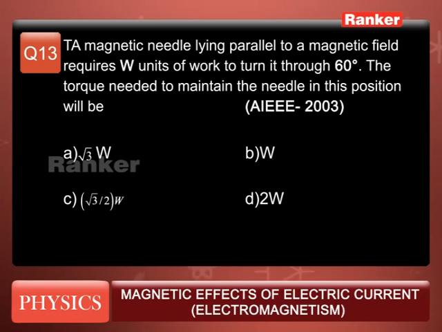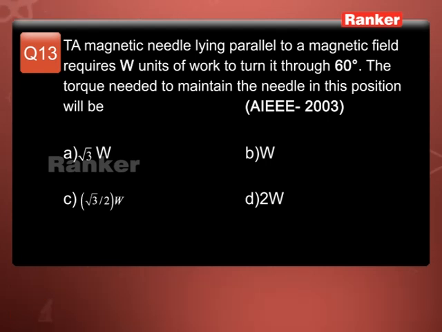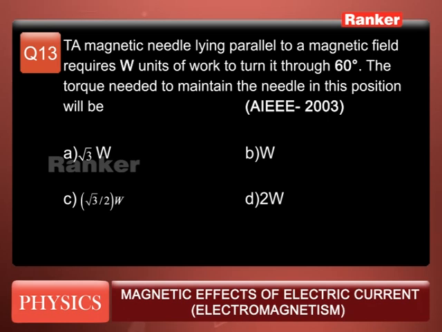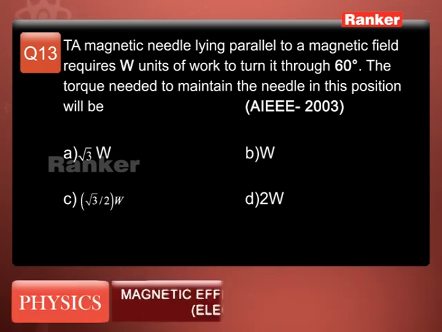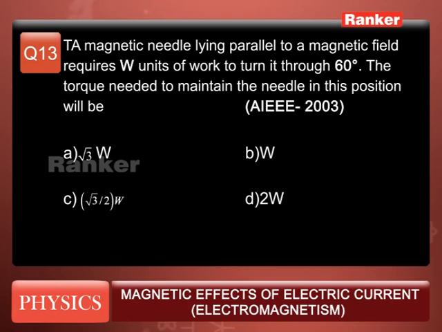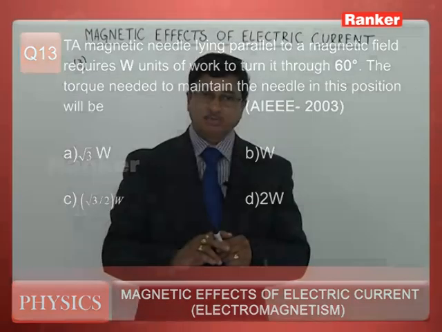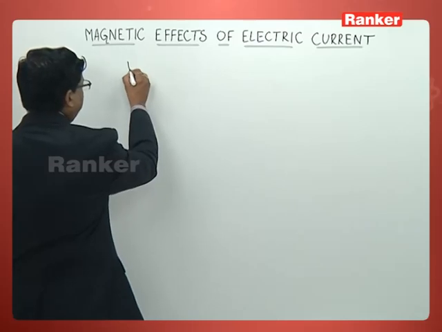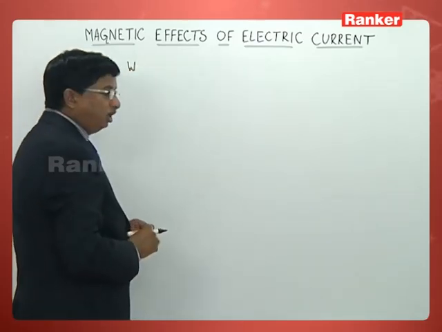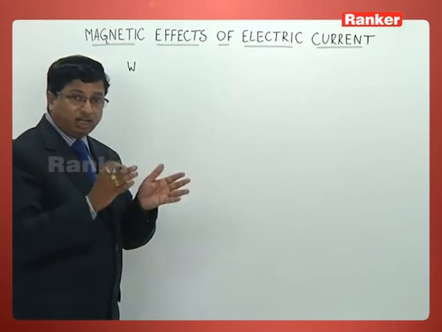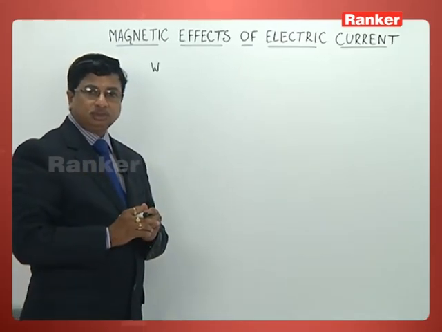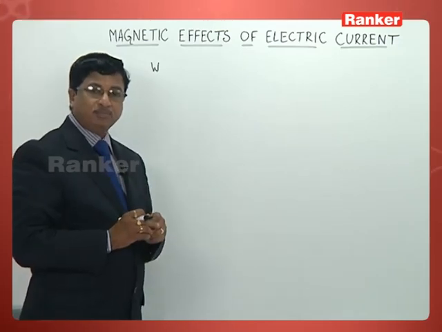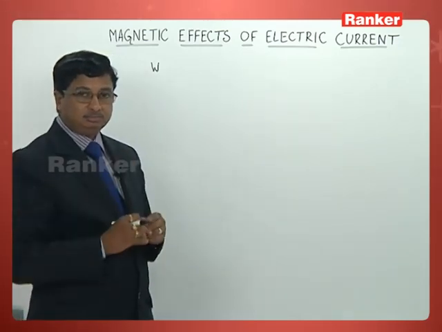Of course, he has given 4 options. Root 3 W, and second one is W, third one is root 3 by 2 times W, and fourth option is 2W, and the correct option is the first one. It is root 3 times the work, that is root 3 W. That's the point. One should understand first of all what is the formula for work. What is the formula for work in rotating a magnet from the direction of the magnetic field by an angle theta.